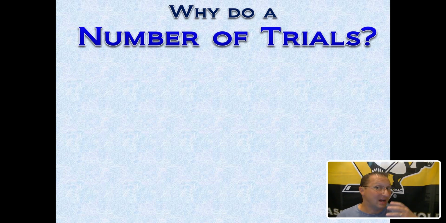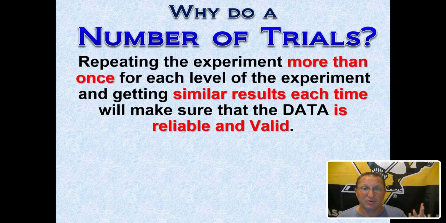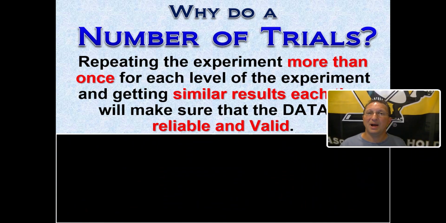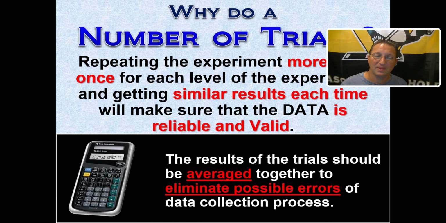How many trials? We talked about this before, right? A minimum of 3 trials. By repeating an experiment more than once for each level of the experiment and getting similar results each time will make the data reliable and valid. We talked about that before: if we get the same results over and over again, it starts to validate that the data actually is true, and it takes away a bias as well, right? So we want to make sure that we eliminate bias by doing these several trials.